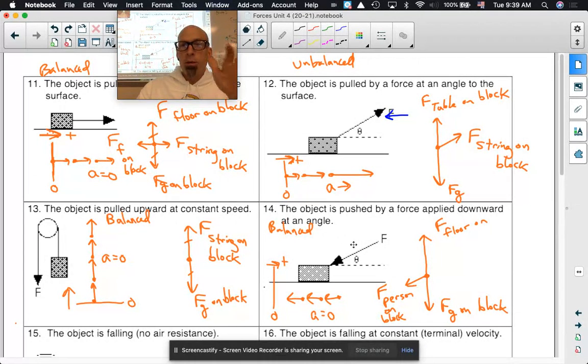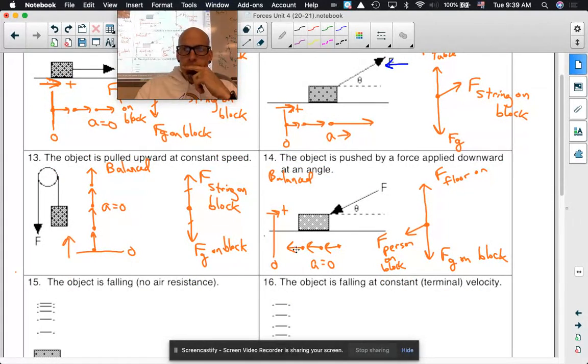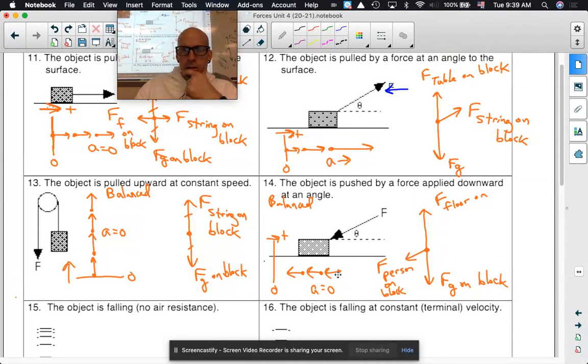All right, 14. This object is pushed by a force applied downward and at an angle. Now this shows balance. I've said that it's balanced. Is my force diagram showing balance? Hopefully you thought about that earlier.